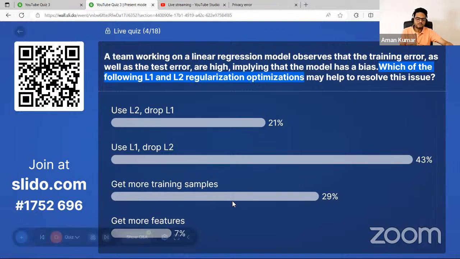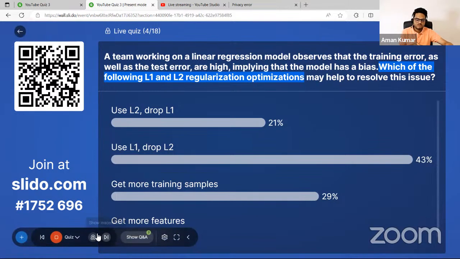So getting more training samples or getting more features, you should not look at these two things. You should only look at the first and second. Every time your model has bias, your model is not able to learn the pattern, then removing the features will help you or not help you. You know the answer now.